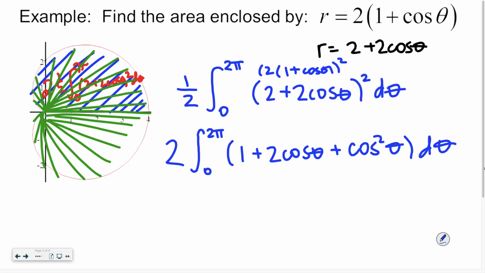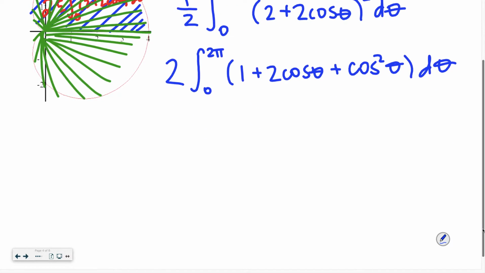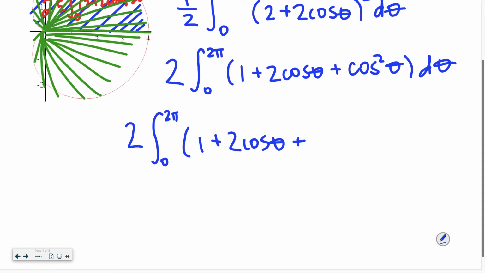We cannot take the antiderivative of cosine squared. Instead, this came up in one of our problems on the final. We have to change it to 1/2 plus 1/2 cosine 2 theta, the power-reducing identity.